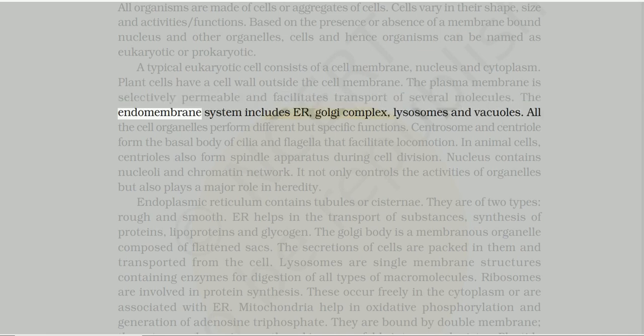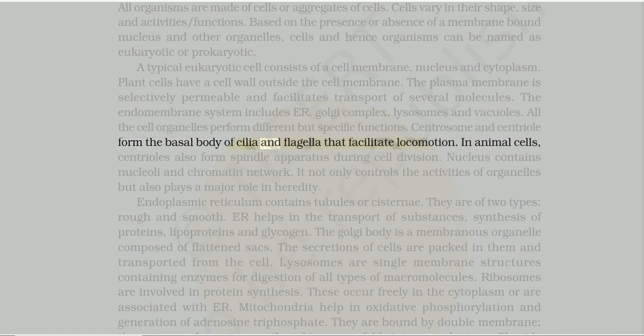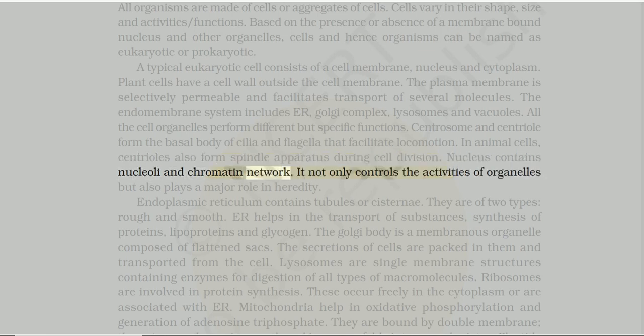The endomembrane system includes ER, Golgi complex, lysosomes and vacuoles. All the cell organelles perform different but specific functions. Centrosome and centriole form the basal body of cilia and flagella that facilitate locomotion. In animal cells, centrioles also form the spindle apparatus during cell division. Nucleus contains nucleoli and chromatin network. It not only controls the activities of organelles but also plays a major role in heredity.